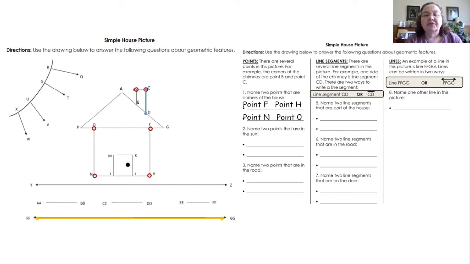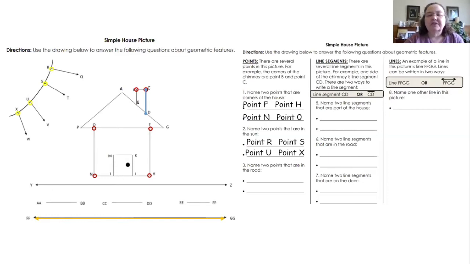Then number 2 says, name 2 points that are in the sun. Well, once again, there are lots of points. And you could have written either point R, point S, point U, or point X.